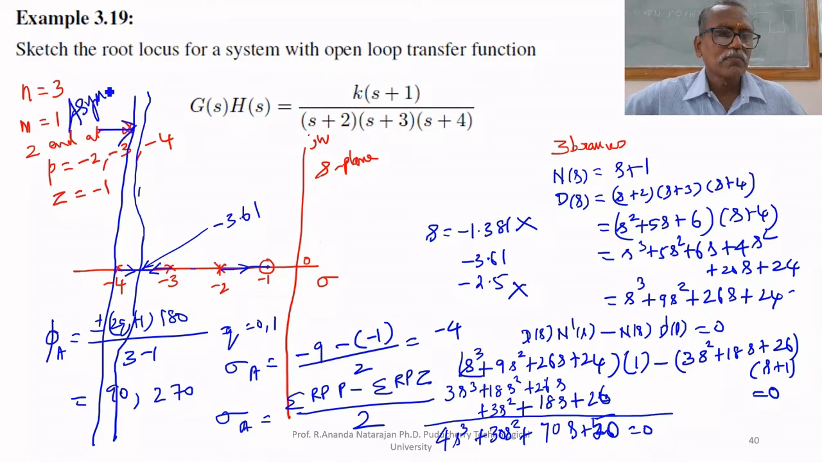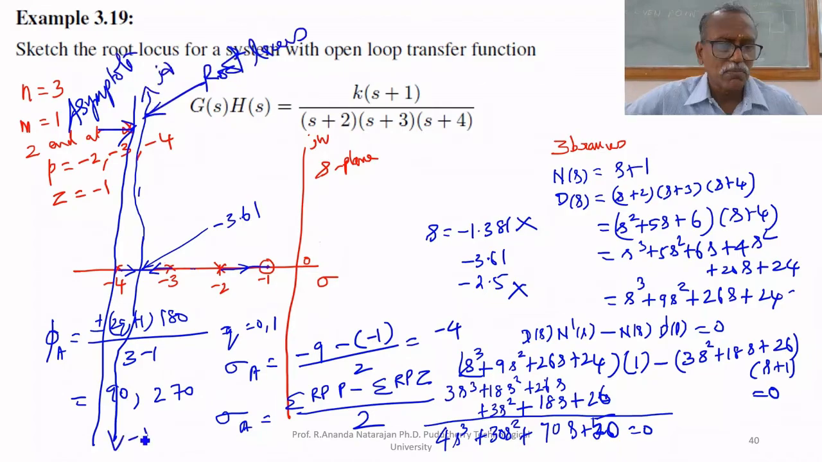Asymptote. This is root locus. It goes up to j infinity, and this goes to minus j infinity. Two asymptotes, one at plus 90 and another at minus 90, or 270. That's all. So we used all the 6 rules and solved this sum.